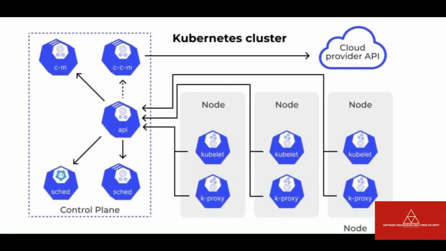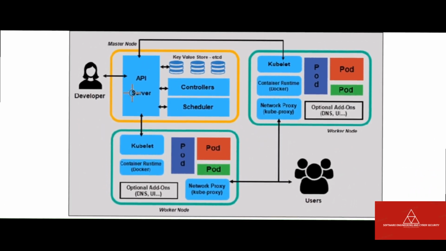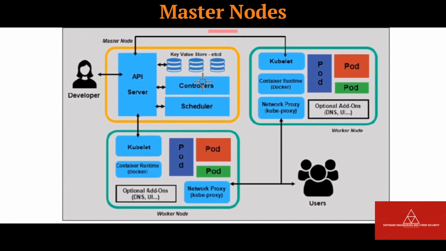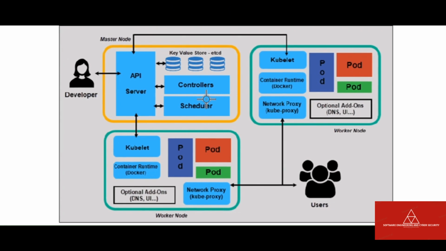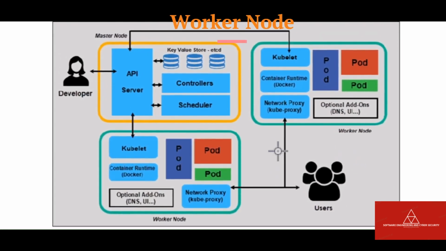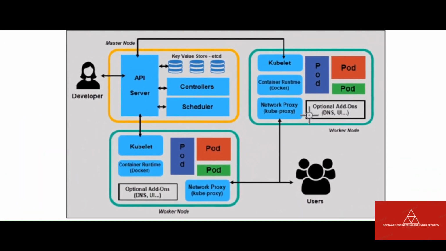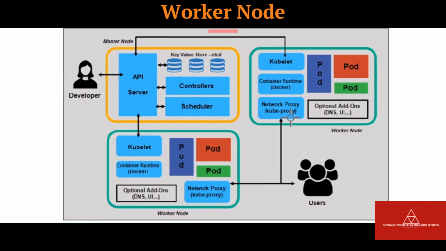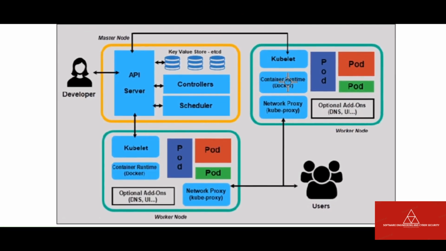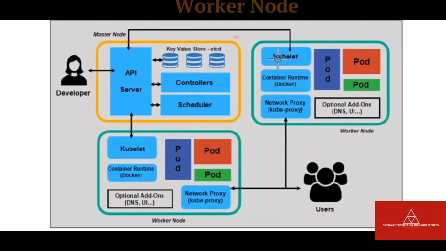Here's a concise summary of the key components of a Kubernetes cluster. Master nodes: control plane components responsible for managing and controlling the cluster, including the API server, controller manager, scheduler, and etcd. Worker nodes: machines that run containerized applications orchestrated by Kubernetes, with components like kubelet and container runtime, for example, Docker. etcd: a distributed key-value store used for storing configuration data and maintaining the desired state of the cluster.